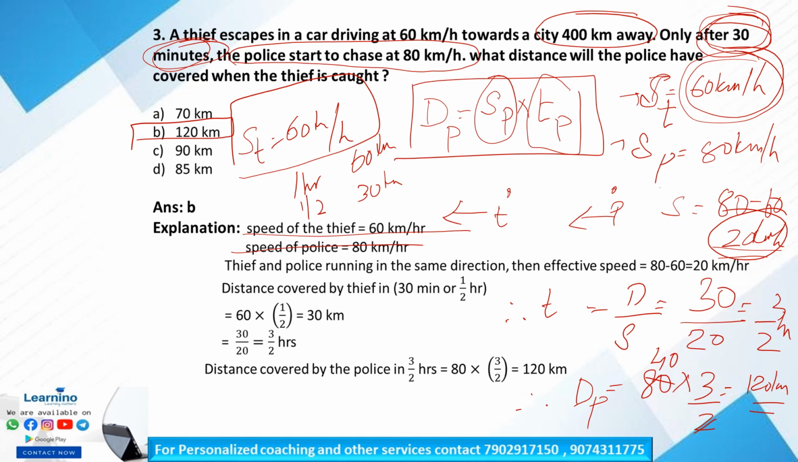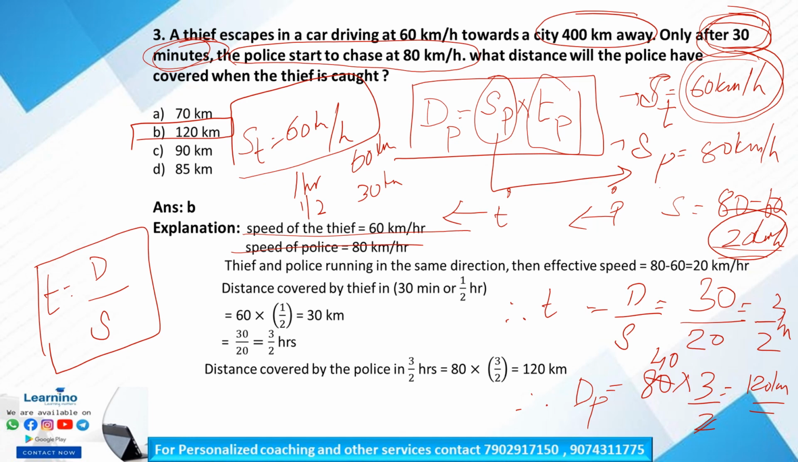Okay. So we have distance is equal to speed into time. We know the speed of the policeman is 80 kilometers per hour. In order to get the time, we need distance by speed. This is common. Distance by speed. So we have the data that the thief travels 30 minutes extra, only after 30 minutes the police starts to chase at 80 kilometers per hour. Only after 30 minutes the police start chasing.